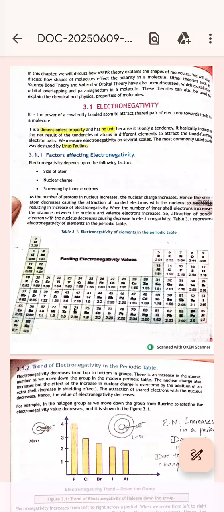So when there is an atom that is highly electronegative and it is with an atom that is not electronegative or is electropositive, like a metal, the electronegative element will attract the electrons from that electropositive atom. So that is basically the tendency. It indicates the net result of the tendency of atoms of different elements to attract the bond forming electron pairs. We measure electronegativity on several scales. The most commonly used is the Linus Pauling scale.